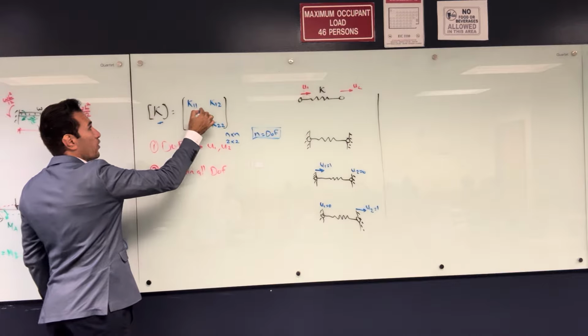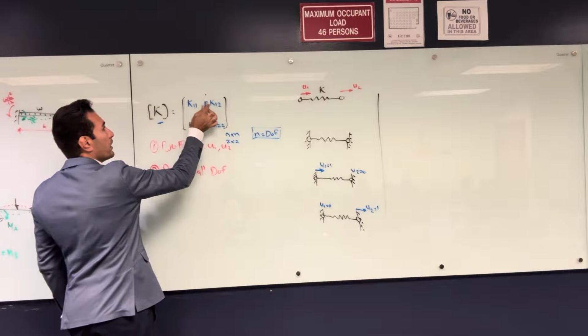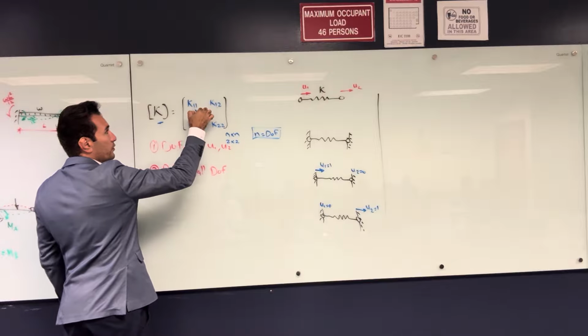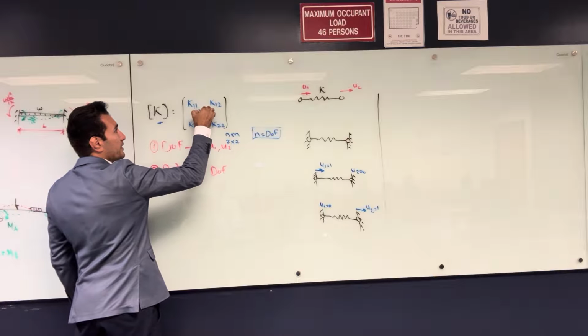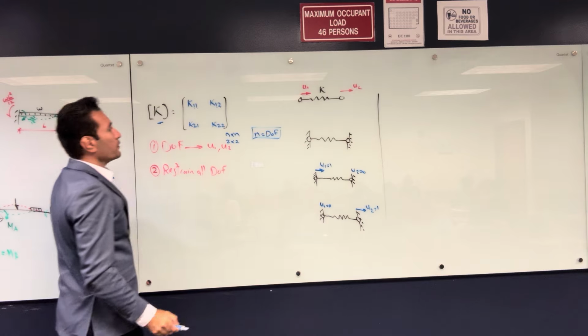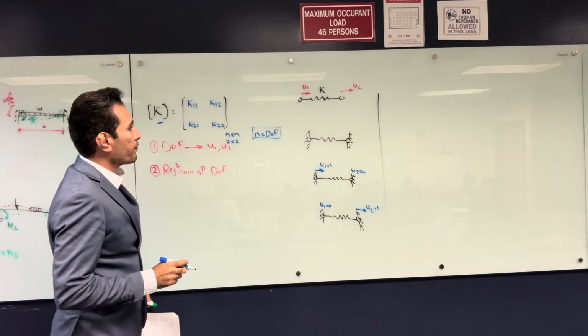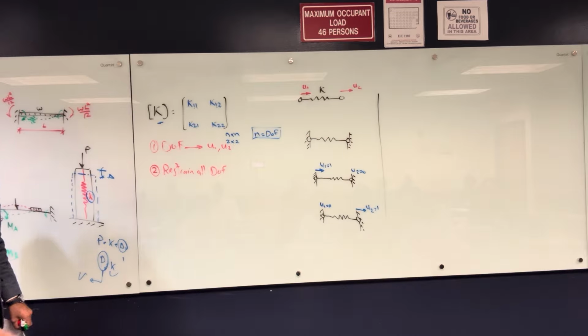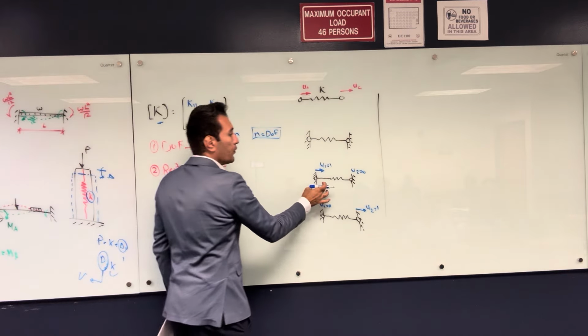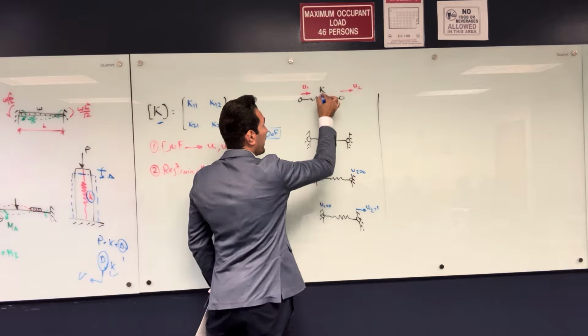So here is 1 and 1, the first row, and the second row is going to have 2. The first index is the row number, the second is the column number. So this is row number 1, column number 2. Let me write it. Okay, let's leave it for a little bit. All right, so I put U1 equal to 1, and you know that the spring has a K stiffness.